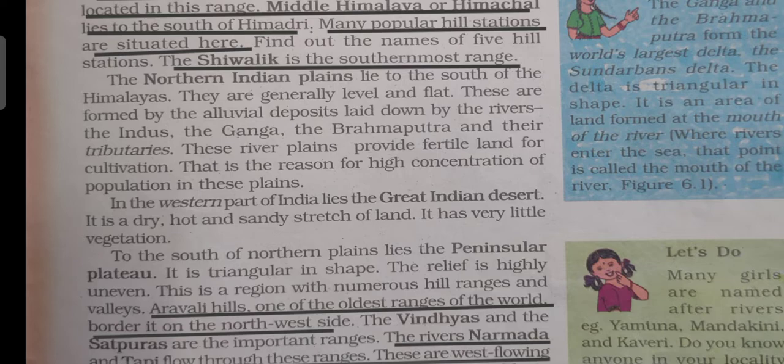So children, on the western part of India, we have the Great Indian Desert, also known as the Thar Desert. And as we all know, the Thar Desert is very dry, it is hot and everywhere we can find sand only. Now, it also has very little vegetation. So, it means children that very few plants and trees are able to grow in the desert.